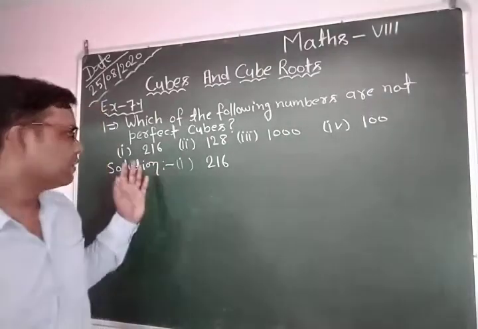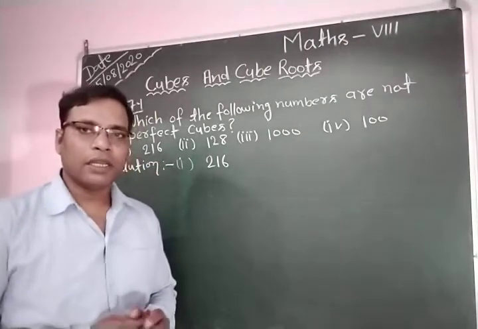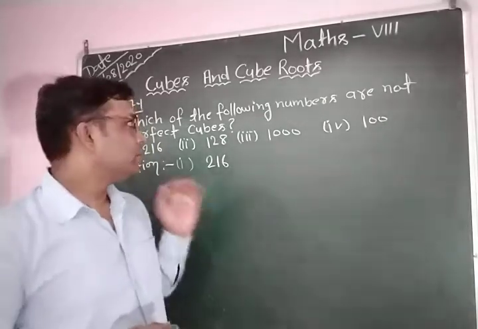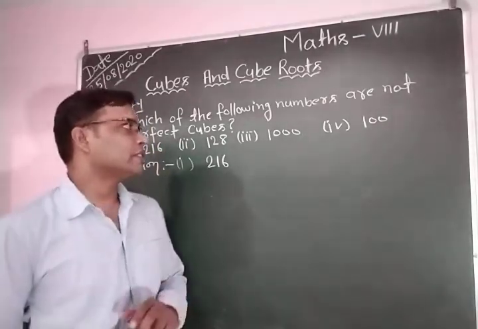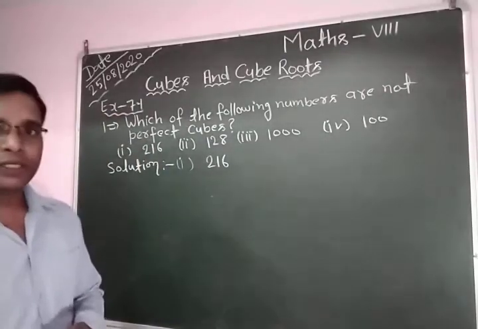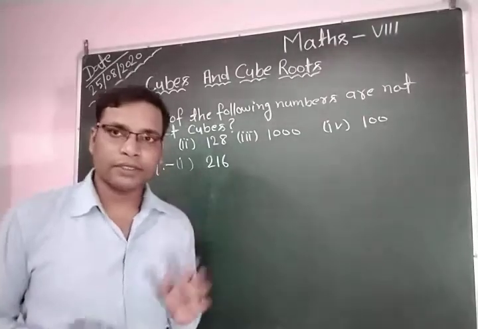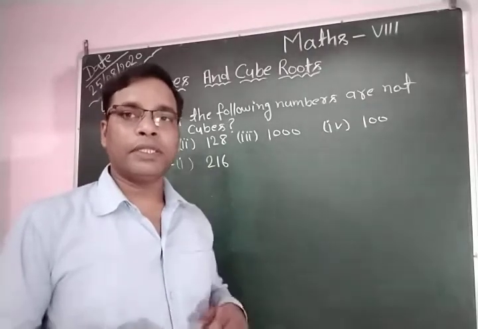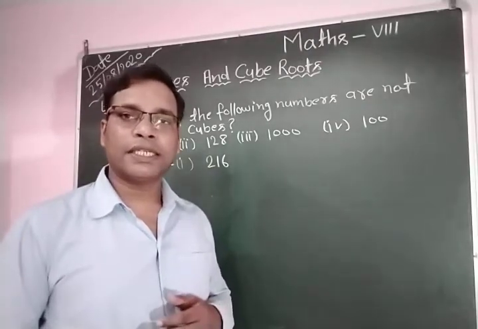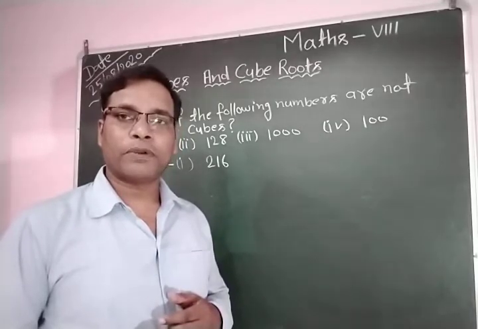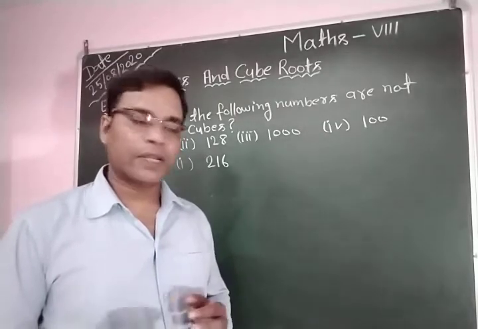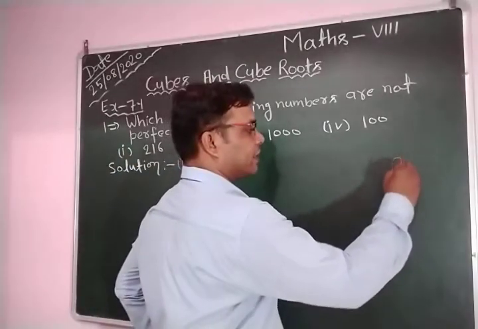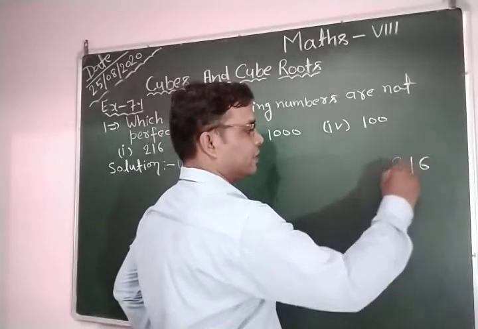Here the first part of question number 1 is given: 216. We need to find which of the following numbers are not perfect cubes. For this, first we find the prime factorization of this number. After this, we express 216 as a product of prime factors. So let's see, first you find the prime factorization of 216.